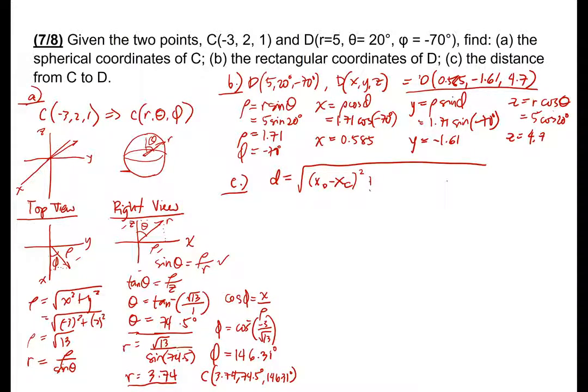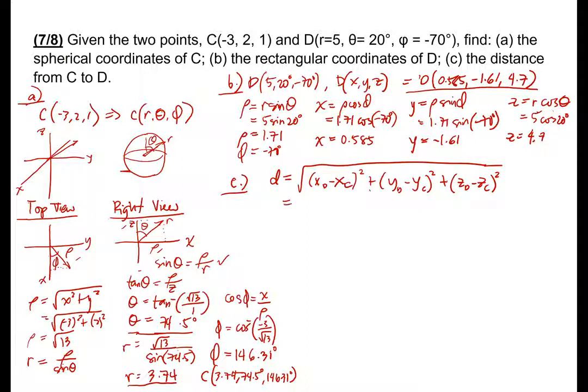Then you have yD minus yC plus zD minus zC. So as I said, you can interchange the points, either point C minus point D.